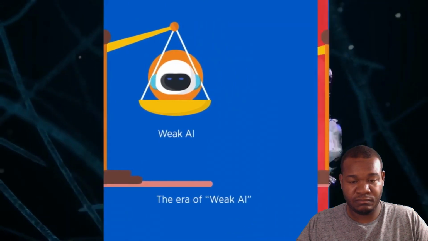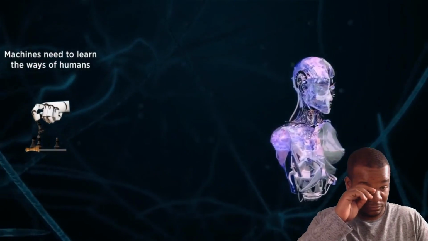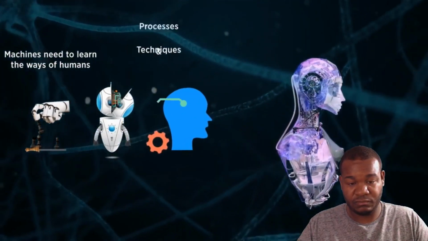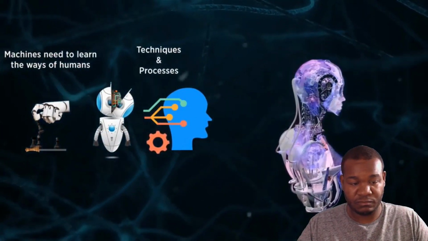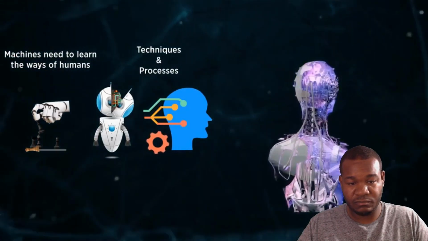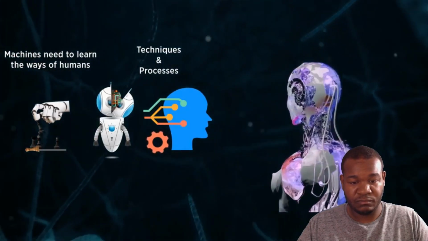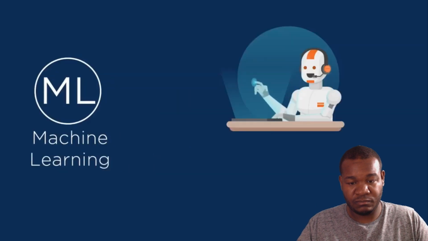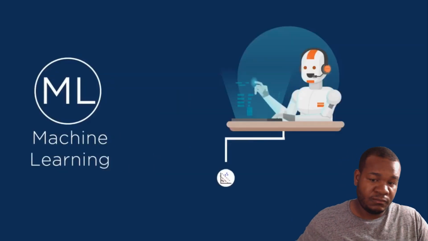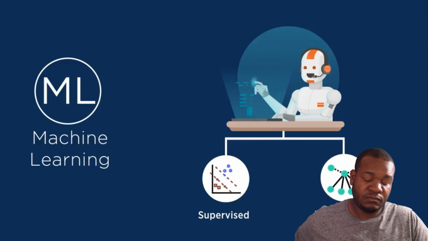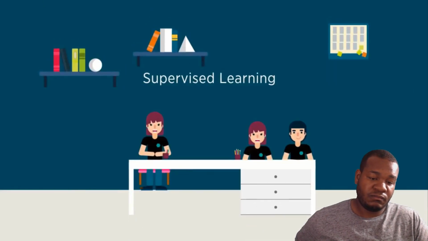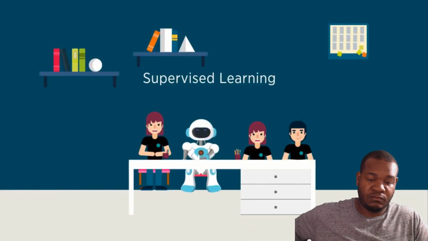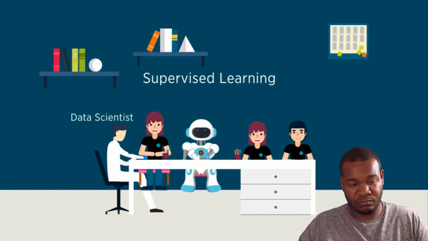To transition from weak AI to strong AI, machines need to learn the ways of humans. The techniques and processes which help machines in this endeavor are broadly categorized under machine learning. Machines learn in predominantly two ways. Their learning is either supervised or unsupervised. In supervised learning, machines learn to predict outcomes with help from data scientists.